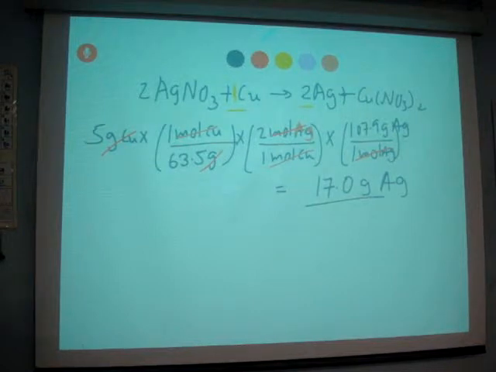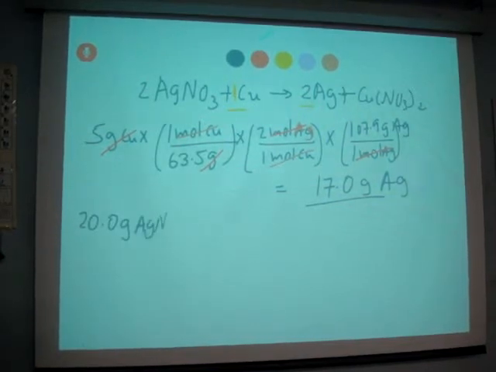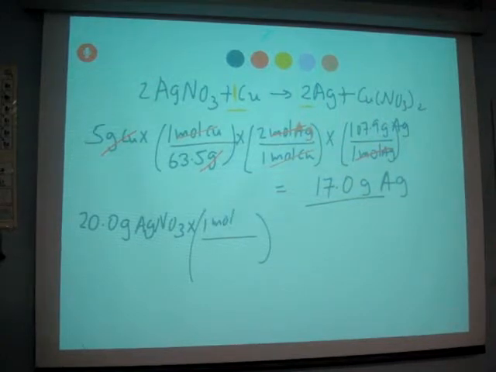Now we have been given 20 grams of AgNO3. So we do the same thing. 20 grams of AgNO3, we convert into moles of AgNO3. So 1 mole of AgNO3, and we know that the molar mass of AgNO3 is 169.9 grams. When you do that, you cancel grams of AgNO3 and convert to moles of AgNO3.